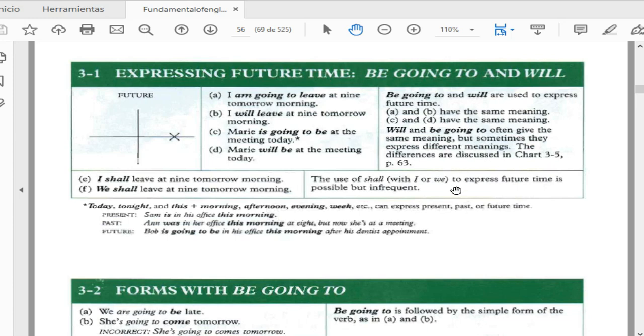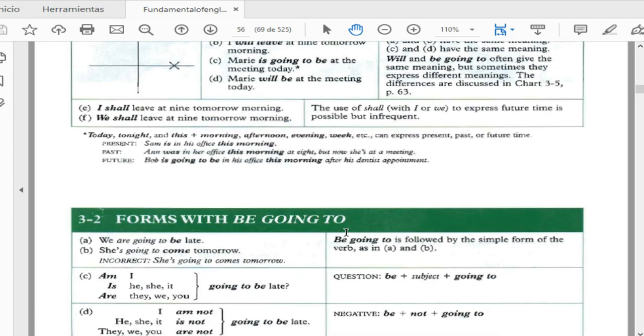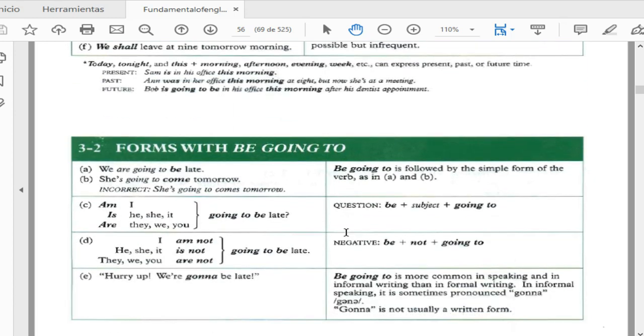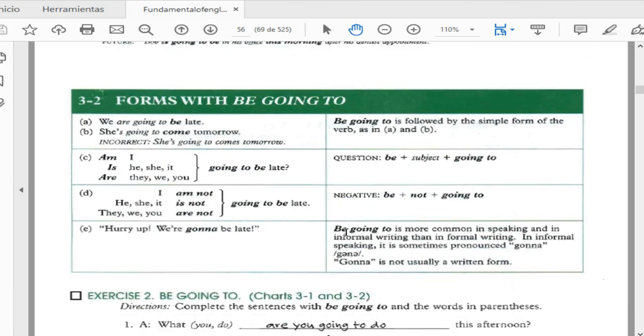Okay, read everything. Read, please, people. If you don't want to read, you have to read. Okay, read, people, please. Take advantage of time. There you will find different explanations about how to make questions, how to do the negative, and the different things, and the use of gonna. This be going to is more common in speaking and informal writing.